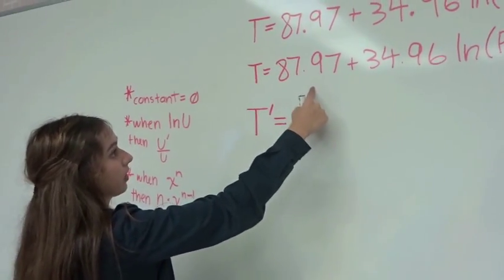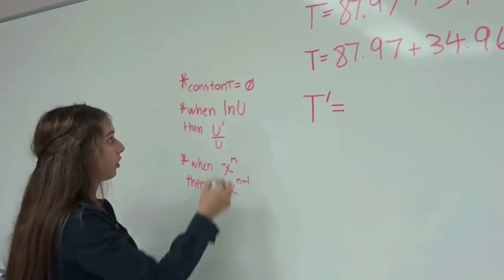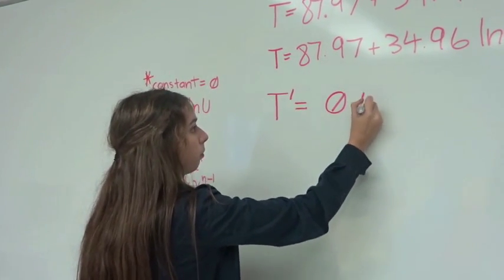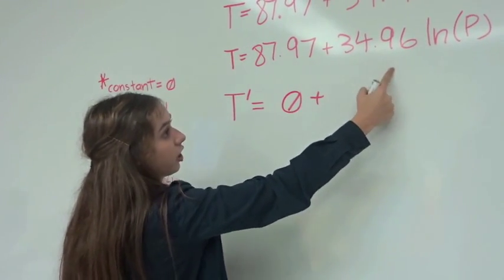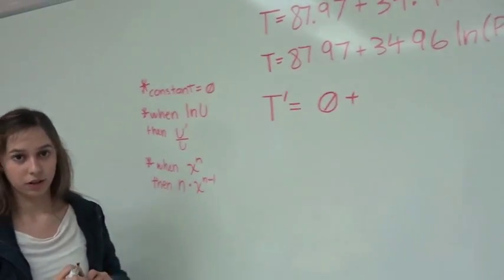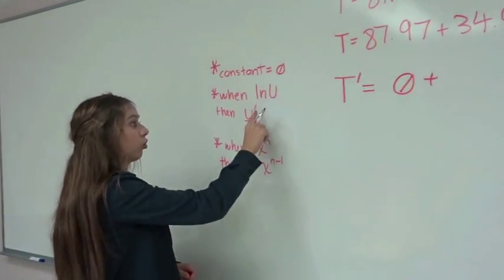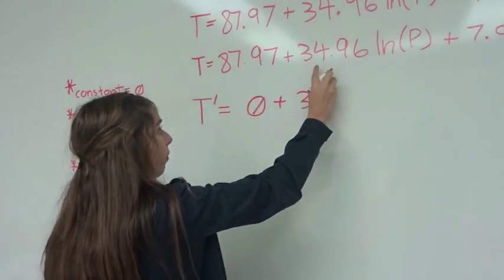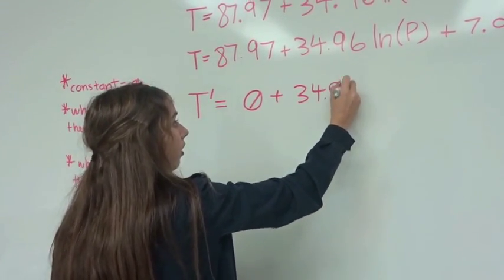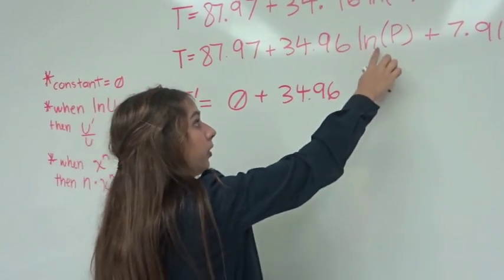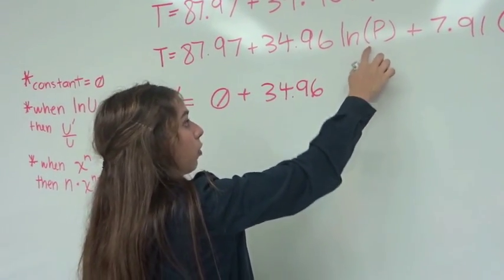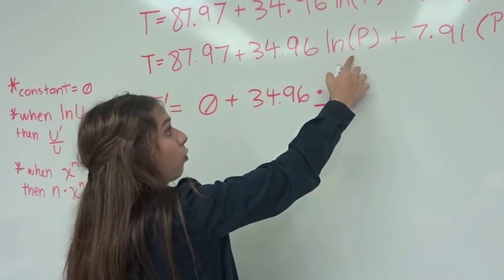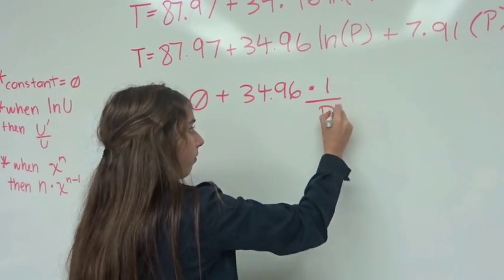In here, we can see that it is a constant, and when you have a constant, its derivative will be equal to 0. So we only write 0, and in this term, which is of natural logarithmic function, the rule is to do u prime over u. So we're going to rewrite this number, and then the u, we find its prime, so it's times 1 over u, which is p.